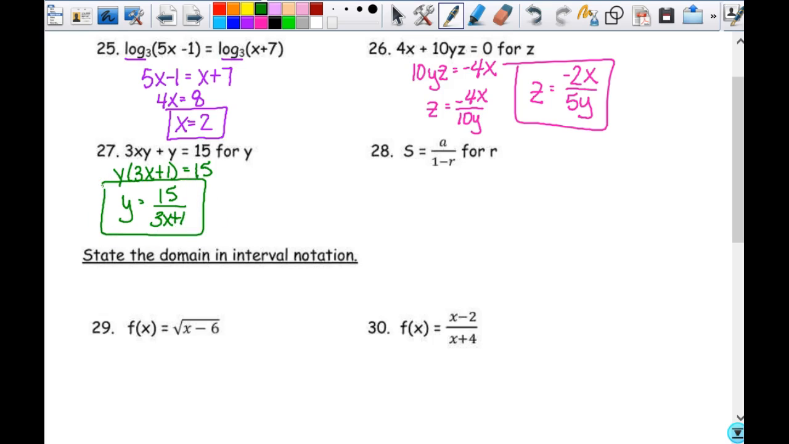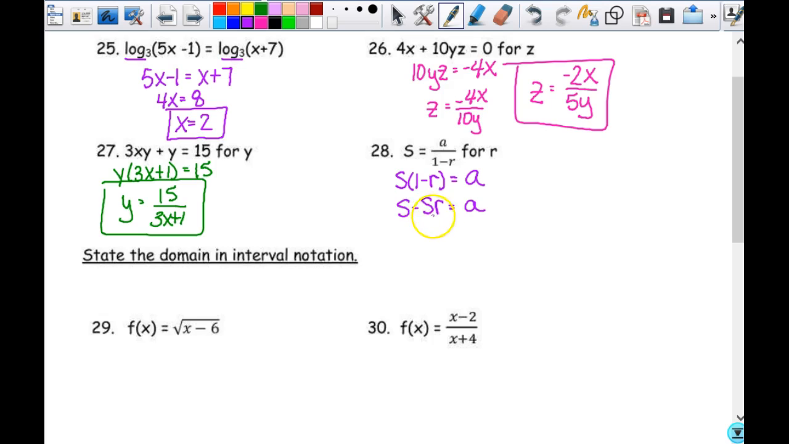All right, 28, I'm solving for r. The first thing I need to do is get it out of the denominator. So I'm going to multiply both sides times 1 minus r. This is going to give me s times 1 minus r. When I multiply this side times 1 minus r, they cancel out, so that's just equal to a. Then I'm going to distribute that in, and I get s minus sr equals a.